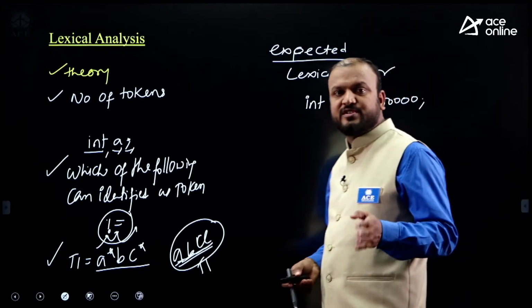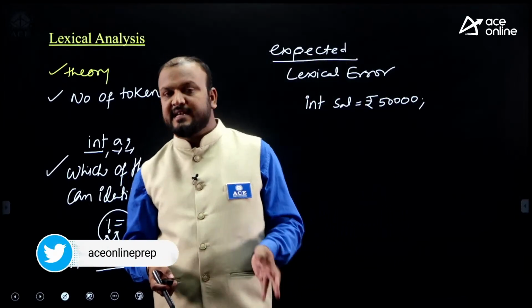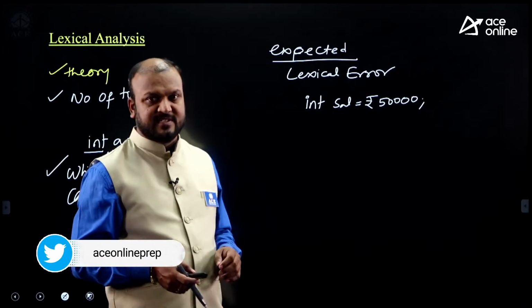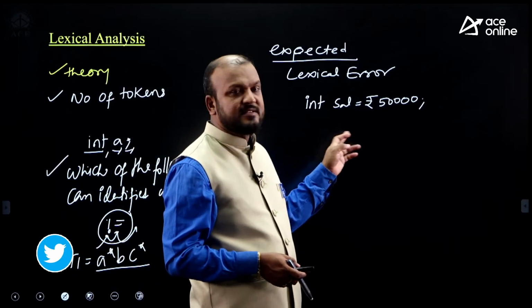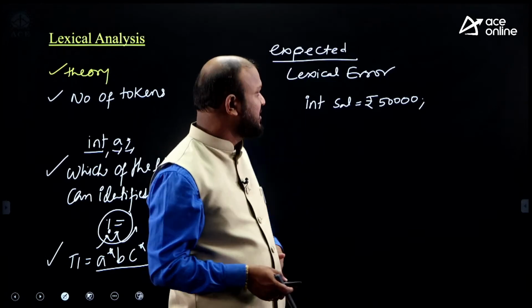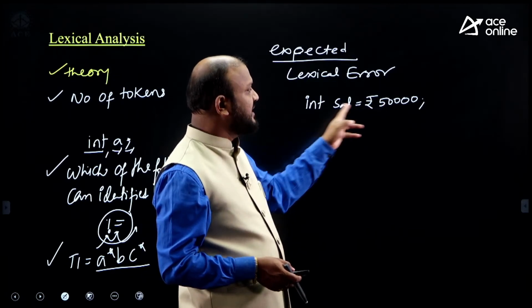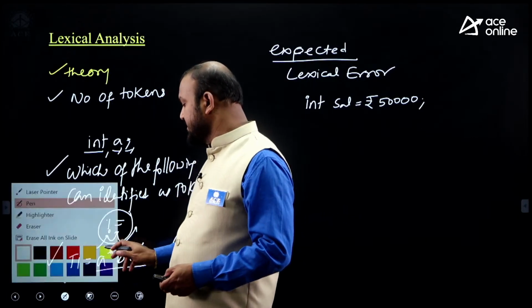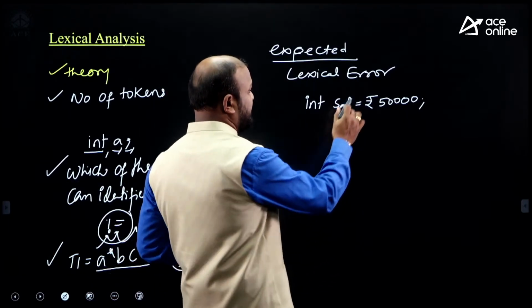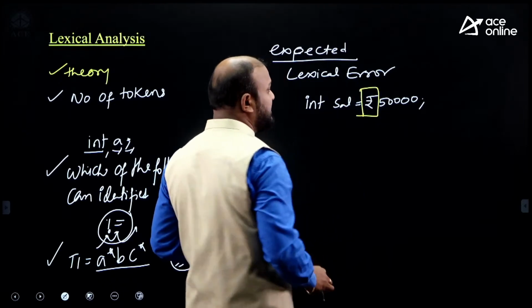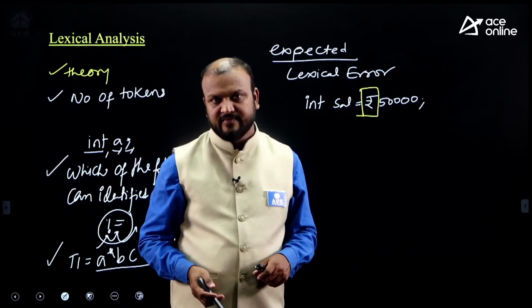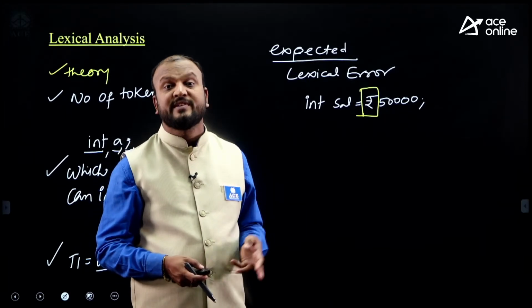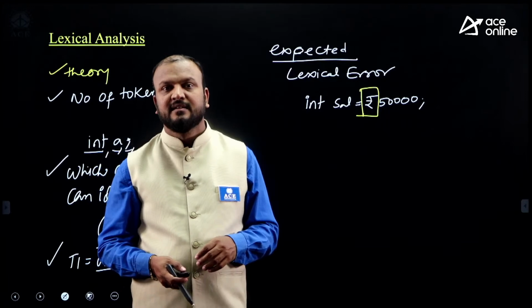Then you can expect options like lexical analysis phase, syntax analysis phase, semantic analysis phase, intermediate code generation phase, or else an option like no compilation error. Now here, do you have any error in this program statement? Definitely, yes. Where is the error in the program snippet? This is a rupee symbol, and this rupee symbol is not part of the character set of the programming language. So we can say the rupee symbol is called an illegal symbol.